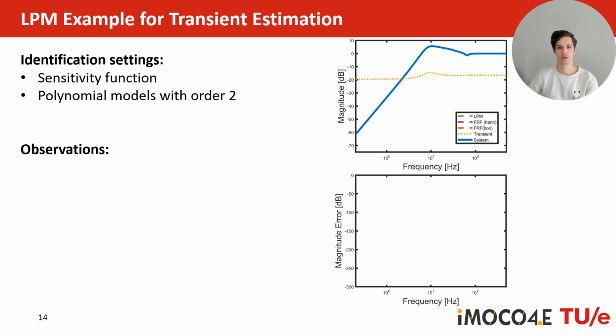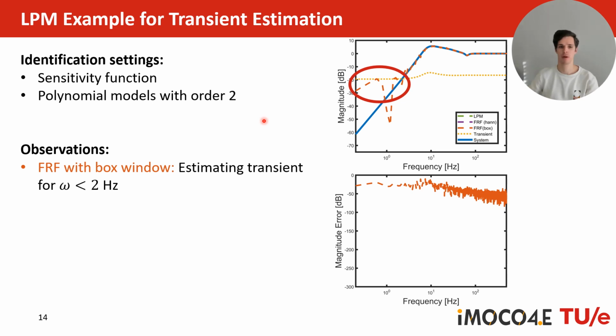So let's move on to a little bit more practical example. In this case, we're going to identify a sensitivity function. The sensitivity frequency response function is shown here in the top, and in the bottom, we will see the modeling error of the different methods. For the LPM method, we're going to use a polynomial model with order 2.